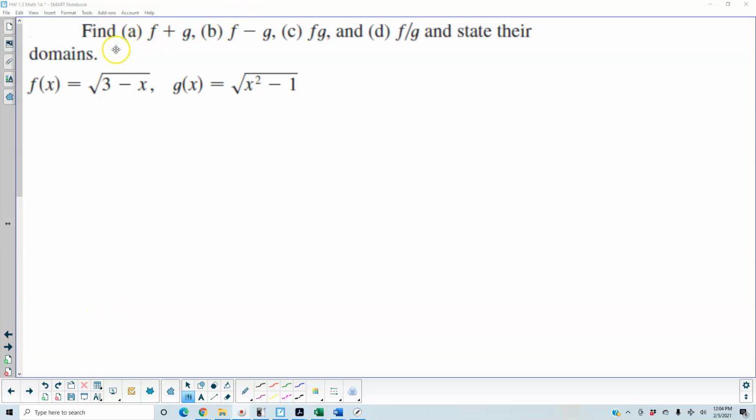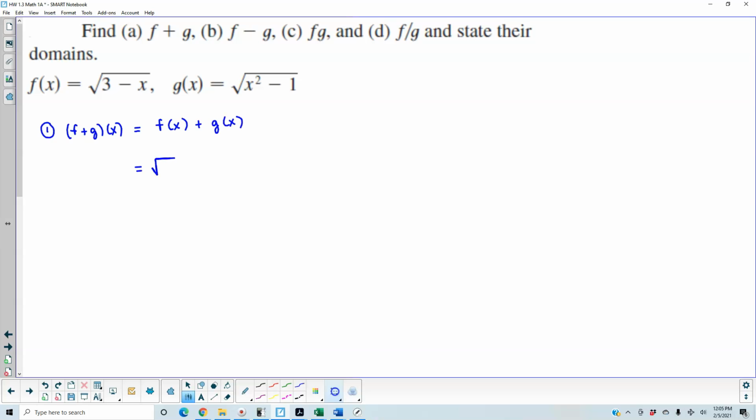In this example, we want to find f plus g, f minus g, f times g, and f divided by g, and then state their domains for the following two functions. So for the first definition, we know that f plus g of x is equal to f of x plus g of x.